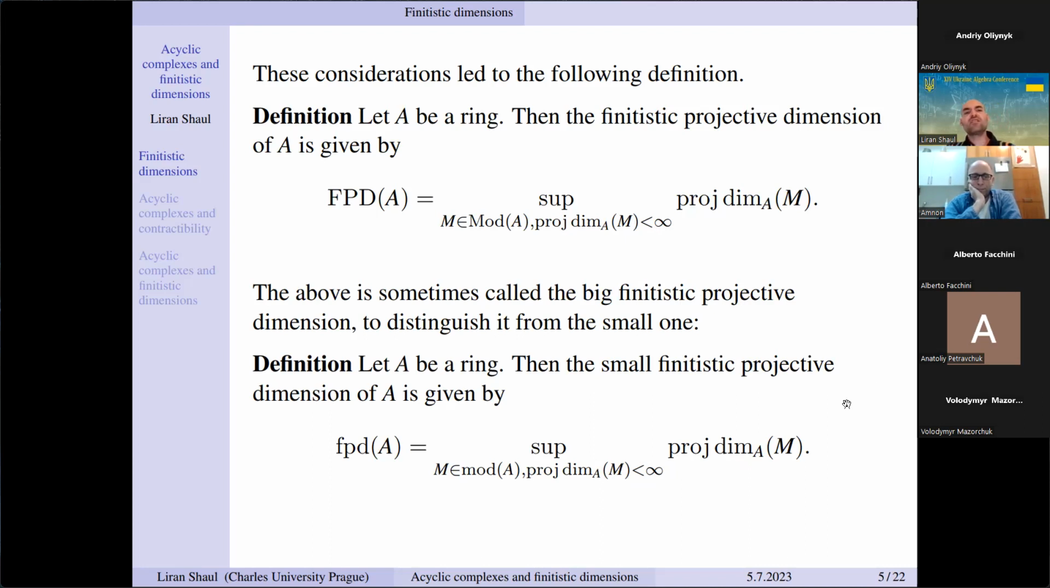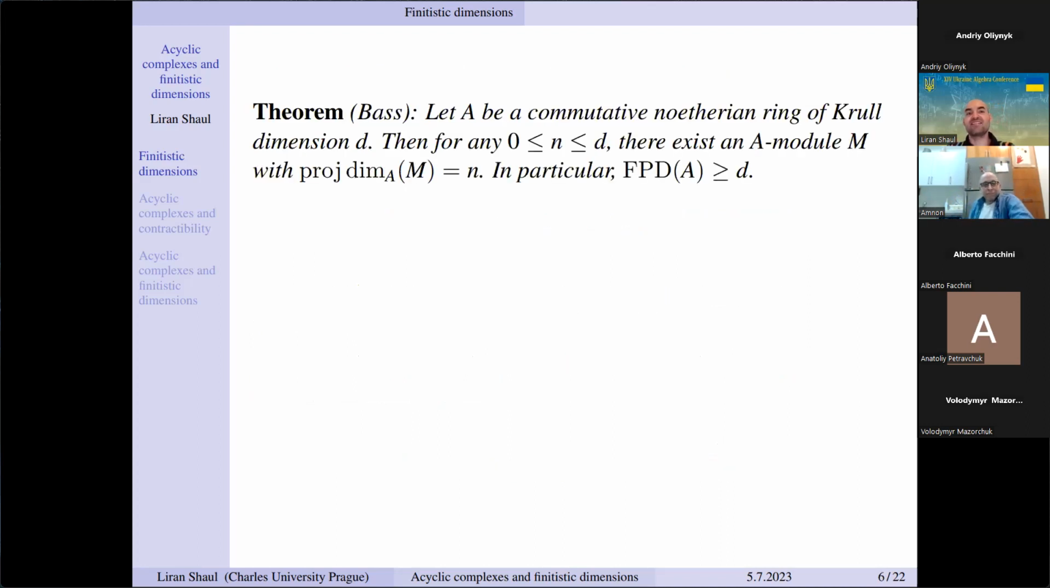Let me tell you what is known about this, first in the case of commutative rings. For commutative rings, we know essentially almost everything. The situation is that for commutative rings we know all we want to know, and for non-commutative rings we know essentially nothing. Let me explain this.